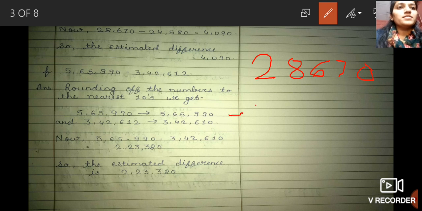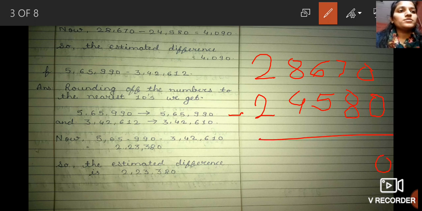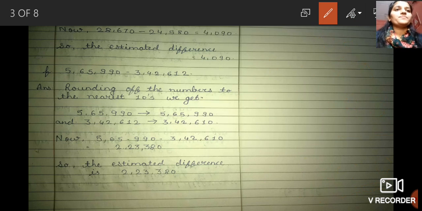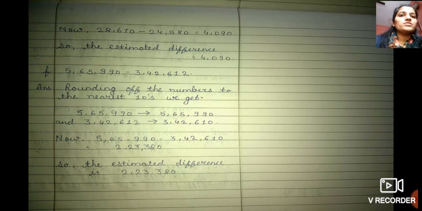28,670 minus 24,580. So 0 minus 0, 0. 17 we are going to write because we cannot subtract 8 from 7. So 17 minus 8, 9. Here instead of 6, 5 will become, as we have borrowed. So 5 minus 5, 0. 8 minus 4, 4. And 2 minus 2, 0. So final answer is 4,090. Okay, that's why the answer is 4,090.